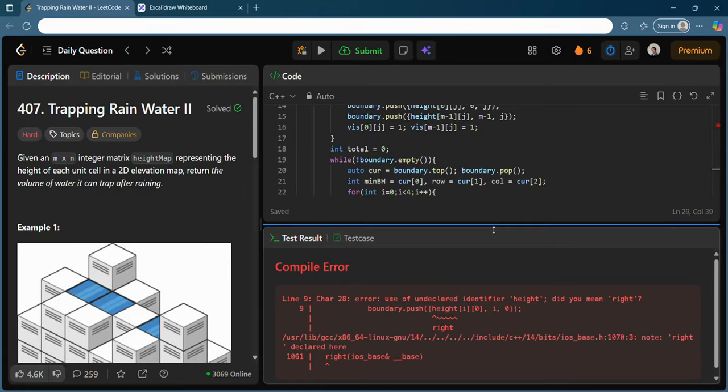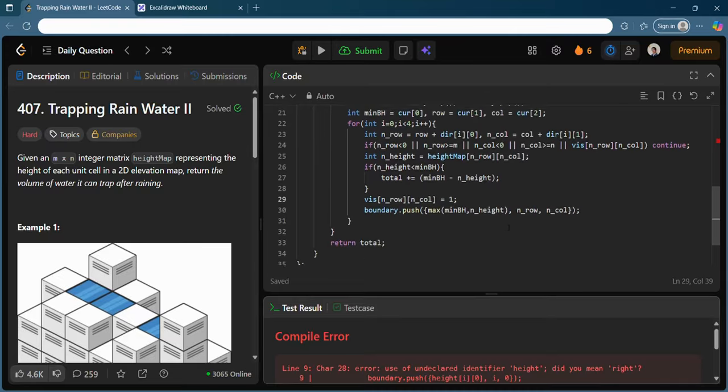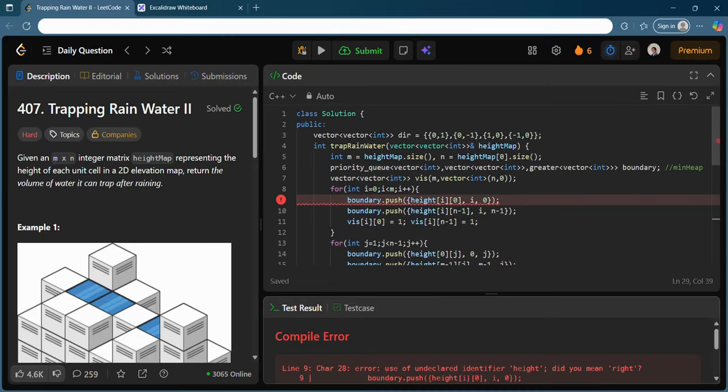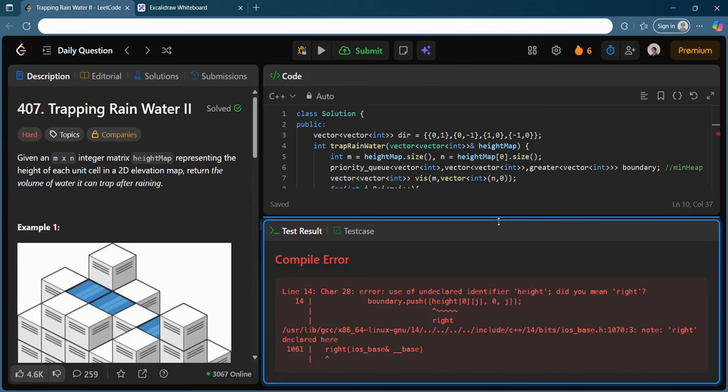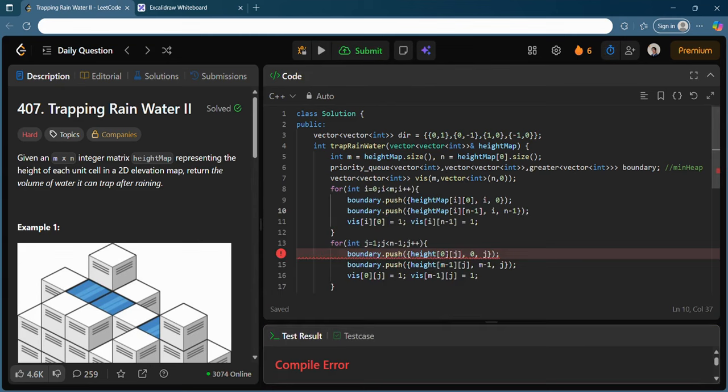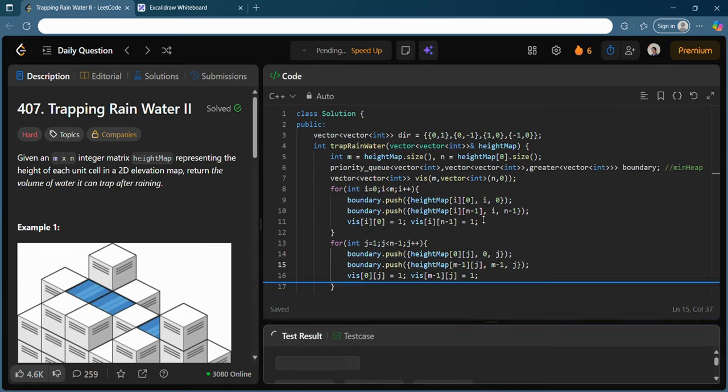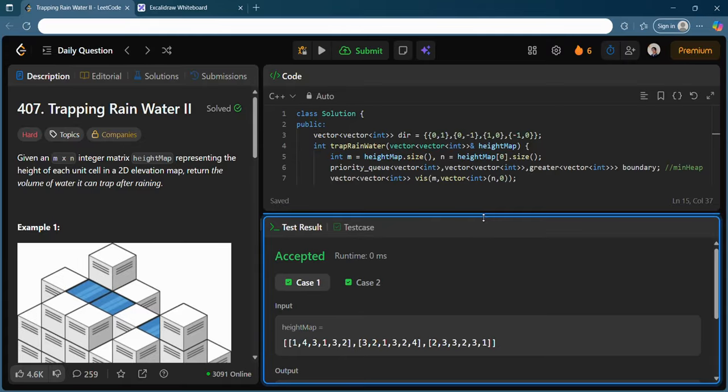If I try to run it and check if it works, or have I committed some error in between. Okay, so this will be height map, right? This will be height map. Okay, so let's try to debug this and see what are all the stuffs we are missing out. So yeah, similar things goes for here also.